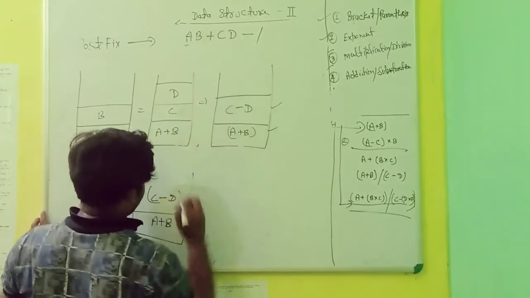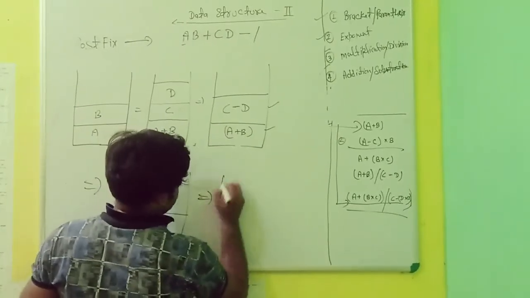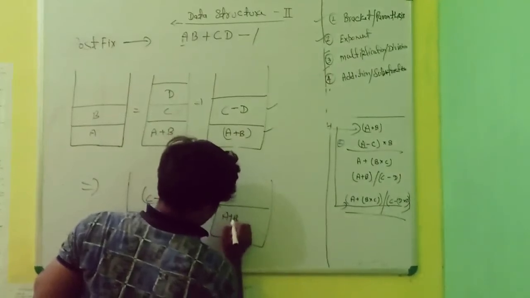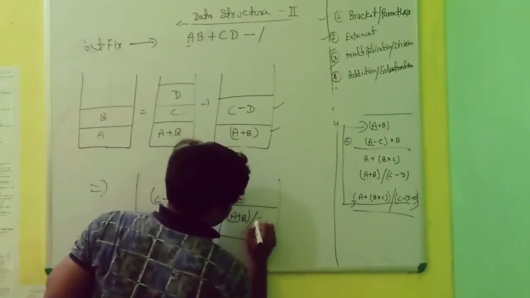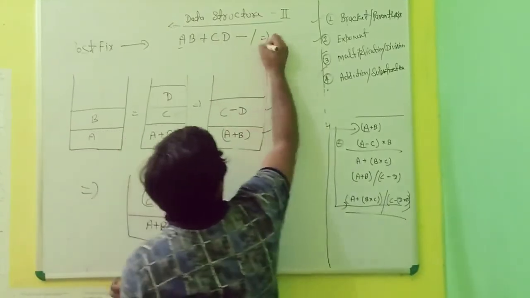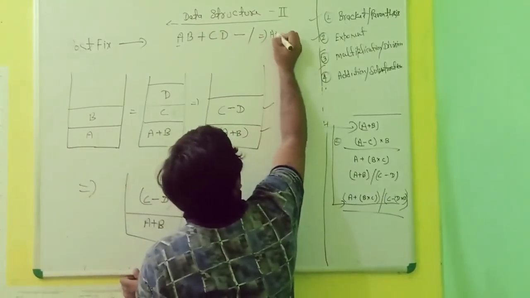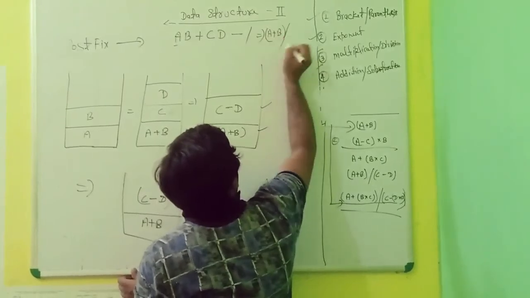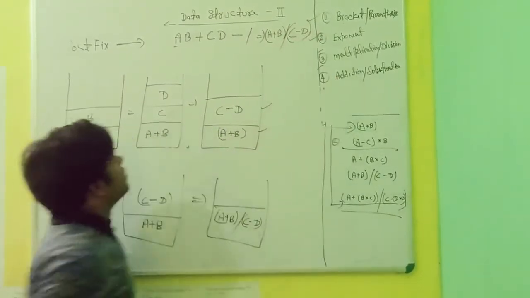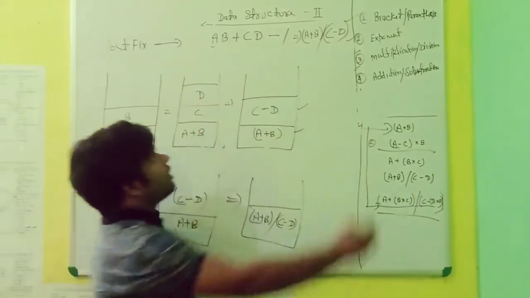Division. So that means here A plus B divided by C minus D. So what is the final answer for this? A plus B divided by C minus D. So this is the answer. Okay, that is the normal mathematical expression, meaning infix expression.